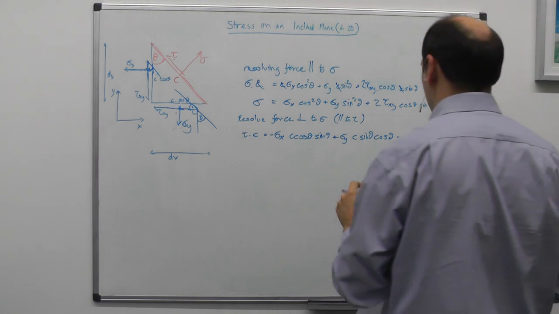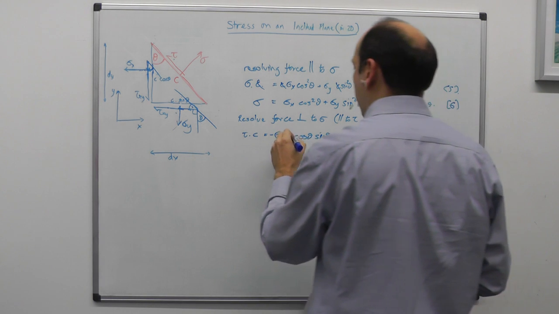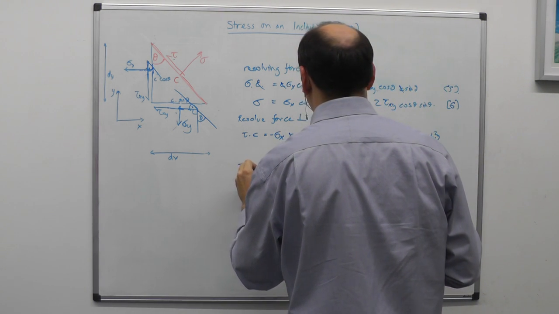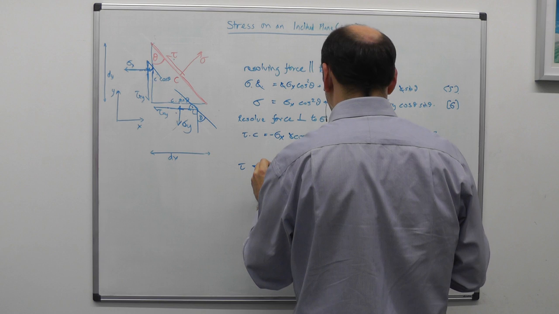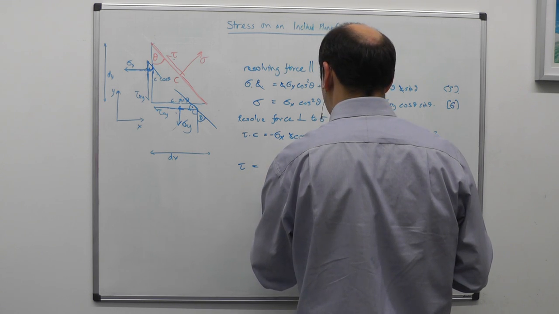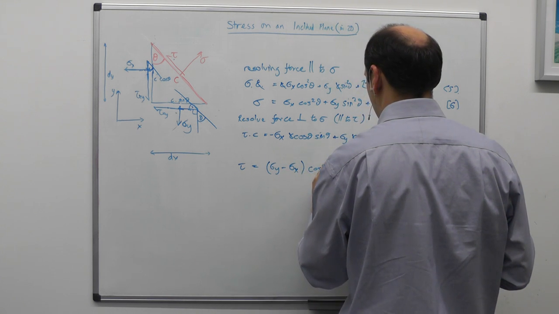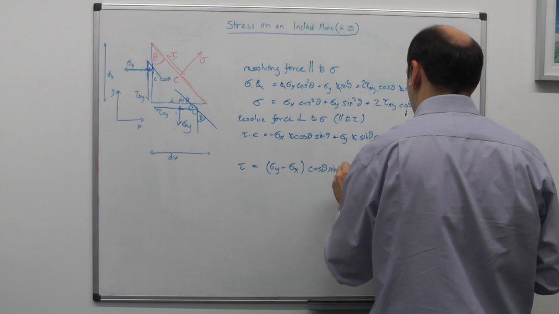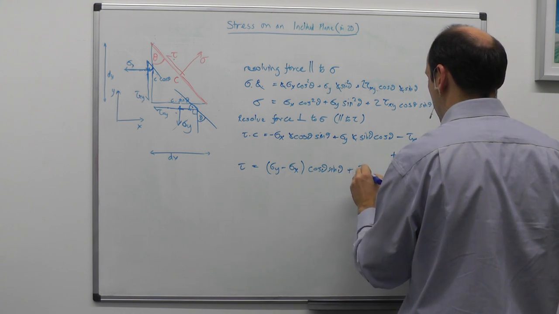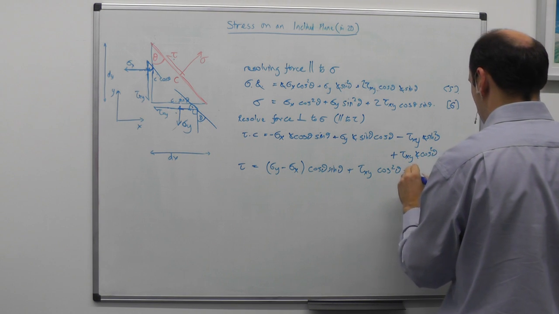So here my c's are going to cancel again. Tau is equal to sigma y minus sigma x, cos theta sine theta, plus tau xy, cos squared theta minus sine squared theta.